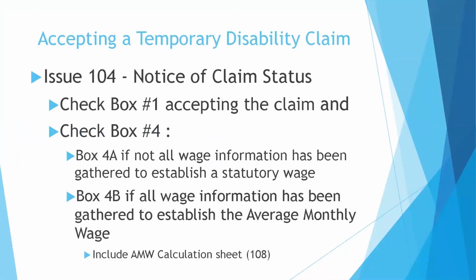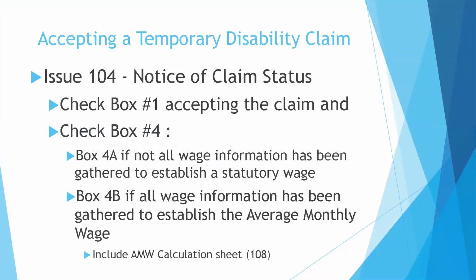What you will do is you will issue a Notice of Claim Status, or Form 104, marking Box 1, accepting the claim, and then you're going to check Box 4 and 4A or 4B. You mark Box 4A if you do not have all of your wage information, but you need to get payments out to the individual. And this is called a statutory wage.